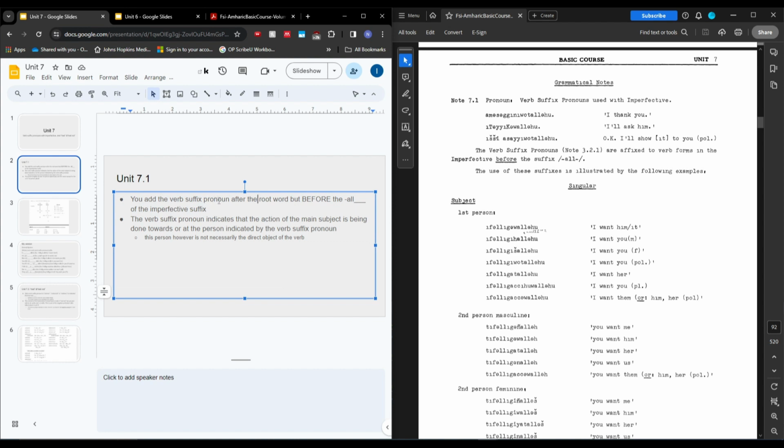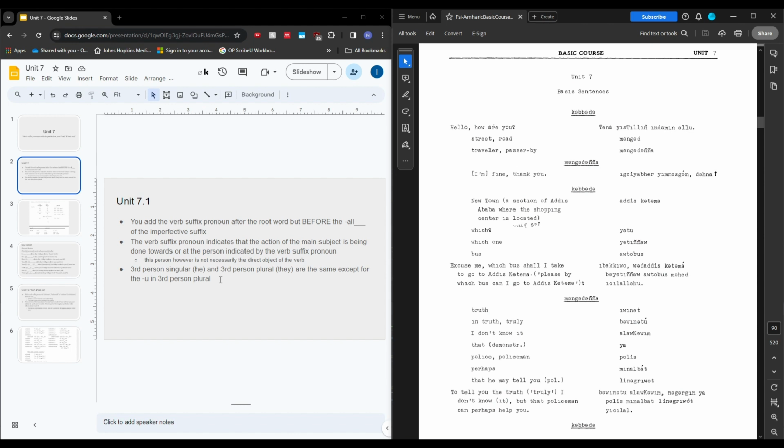You add the verb suffix pronoun after the root word, but before the al suffix that goes with the imperfective. The verb suffix pronoun indicates that the action that the main subject is doing is being done towards the person or at the person, indicated by the verb suffix pronoun, and that'll make more sense with examples. This person, however, is not necessarily the direct object of the verb, which doesn't really matter too much, but if you wanted the extra information, that's what that's for.